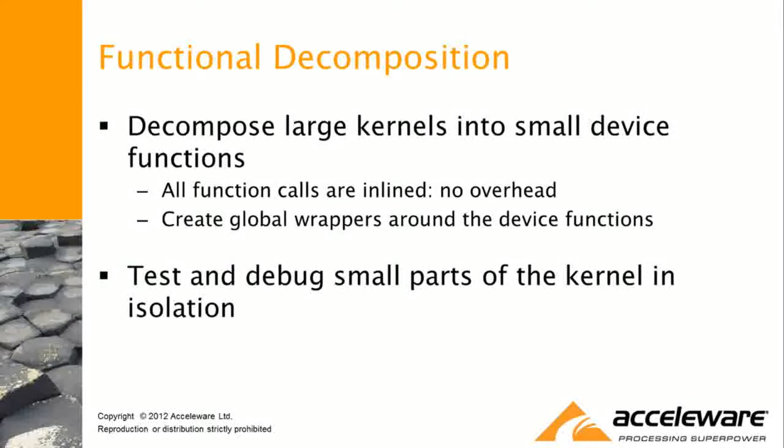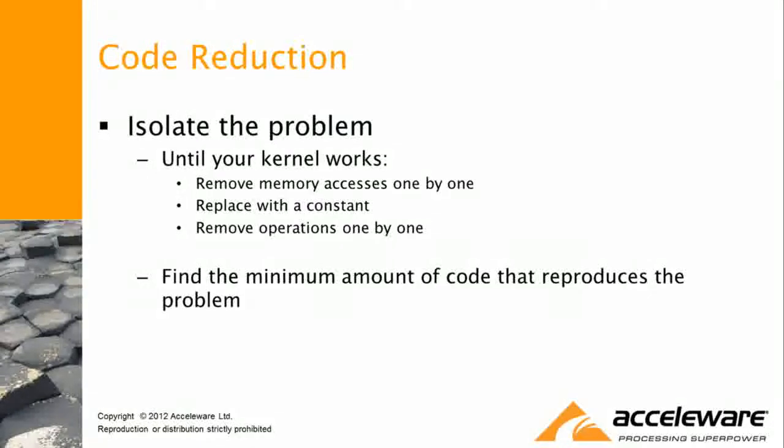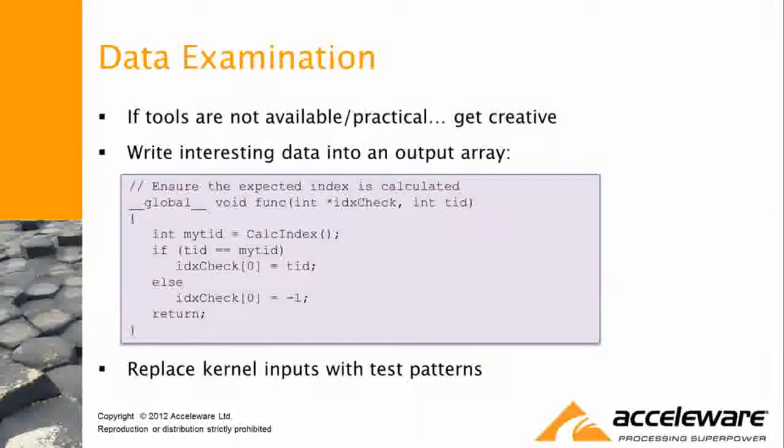We'll often put global wrappers around them and have unit tests attached to them, so that you can validate that your device functions are behaving as expected, and test the kernel in small chunks to isolate issues. Just shrink it as much as you can until you remove the potential issue. Watch your memory accesses, remove them, replace them with a constant, and find the minimum code that reproduces the problem. There are some interesting things that can happen.